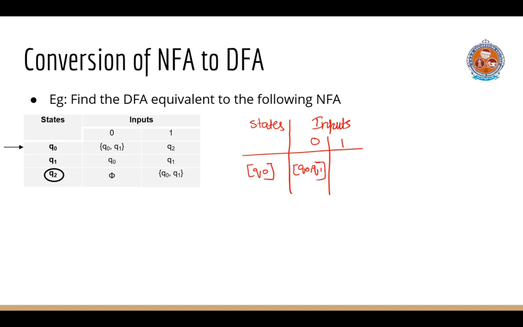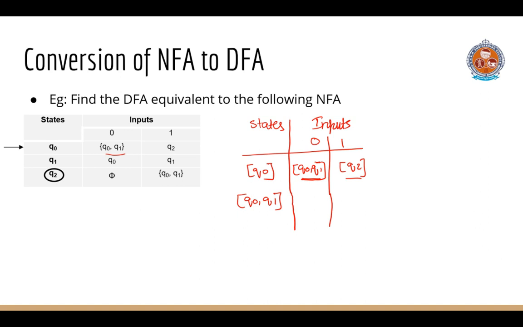But here, in the DFA, {Q0, Q1} is a single state. Next, apply Q0 on 1. So it is Q2. Here it is also the same. So after applying 0 and 1 on Q0, we got two new states, that is {Q0, Q1} and Q2. So pick one of the new states and apply 0 and 1 for it. Repeat for all the new states in the same way.